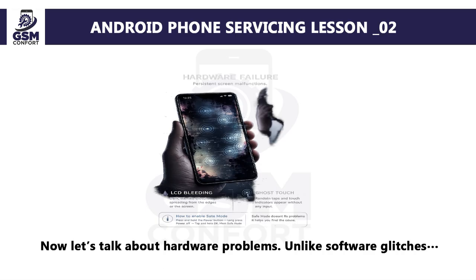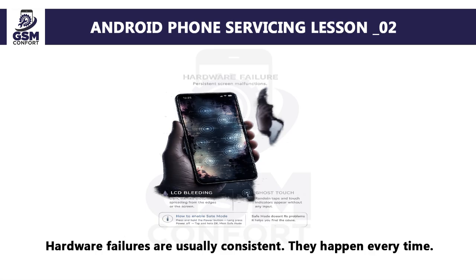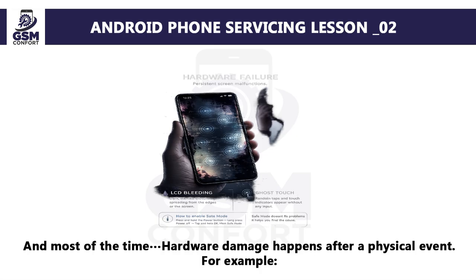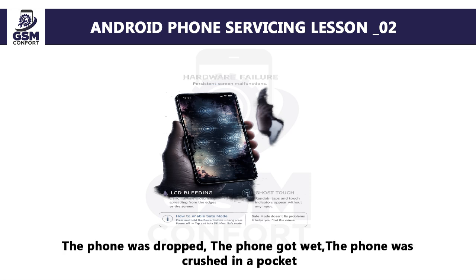Now let's talk about hardware problems. Unlike software glitches, hardware failures are usually consistent. They happen every time. And most of the time, hardware damage happens after a physical event. For example, the phone was dropped, the phone got wet, or the phone was crushed in a pocket.